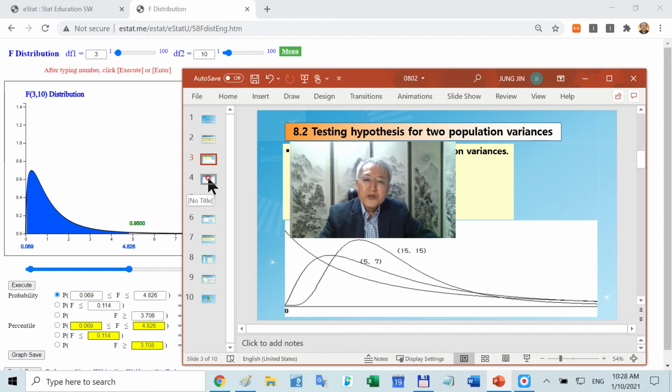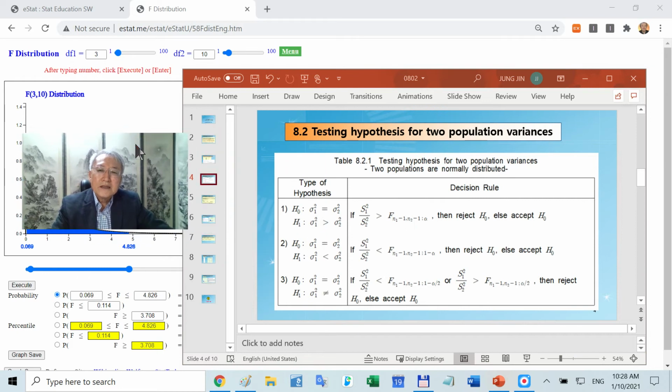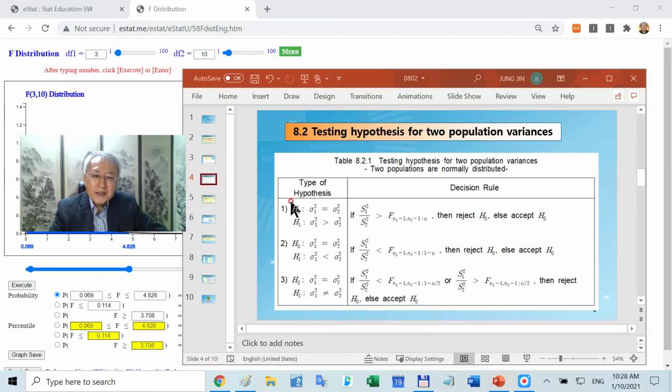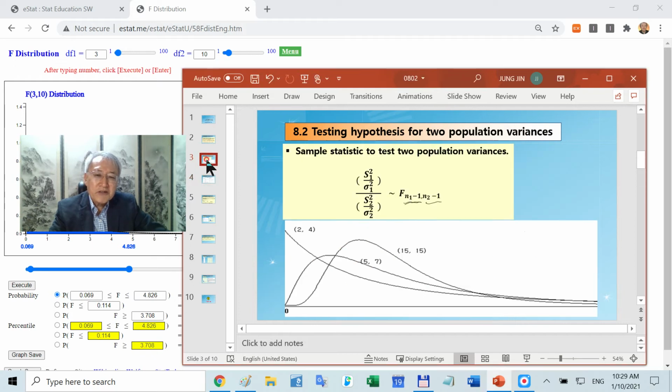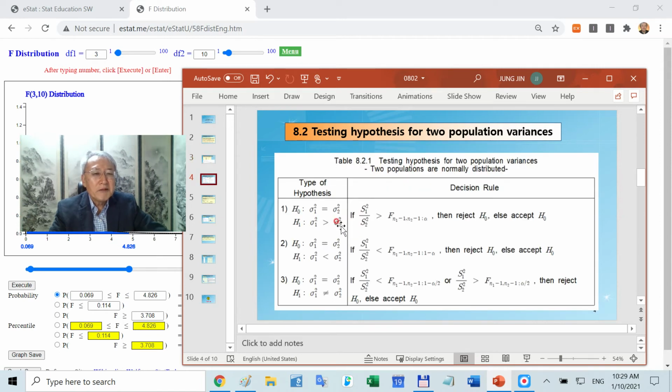Let's consider an example to use this sample statistic. We want to test whether two population variances are equal or not. If they are equal, in this sample statistic, you can cancel out sigma 1 square equals sigma 2 square when H0 is true. Therefore, the test statistic is nothing but the sample variance ratio. Depending on the alternative hypothesis, you may have a right tail criterion, left tail criterion, or both tails. Since we have a skewed distribution, you need to specify each of them. In case of a 5% significance level, left tail 2.5%, right tail 2.5%.